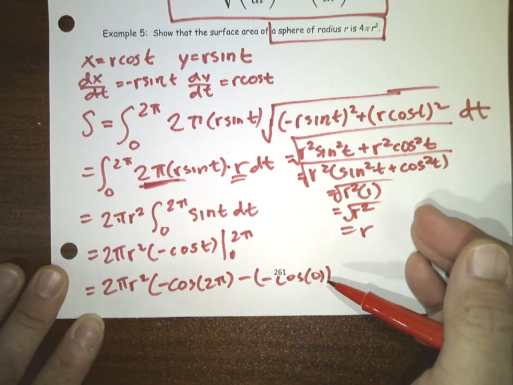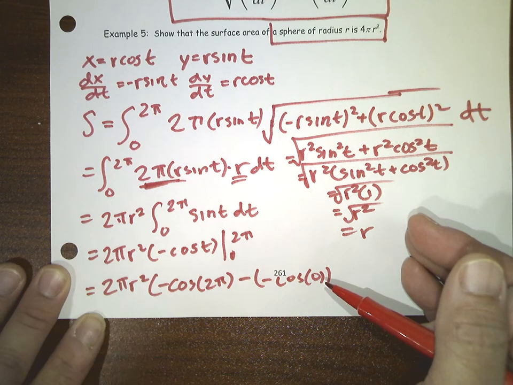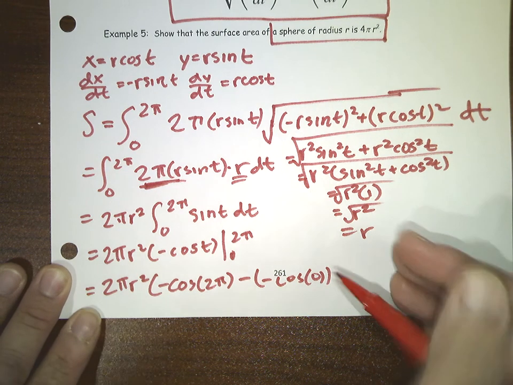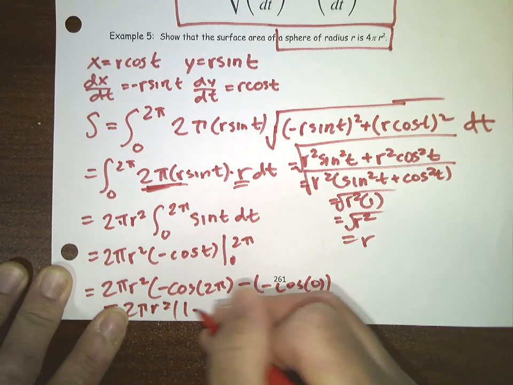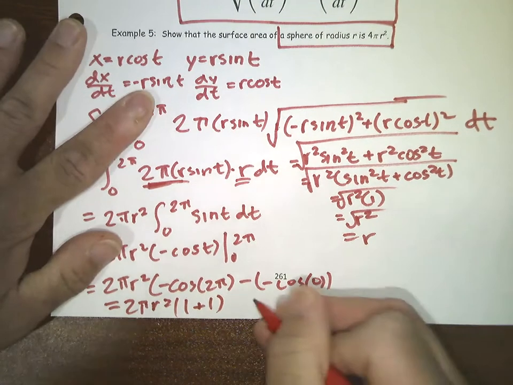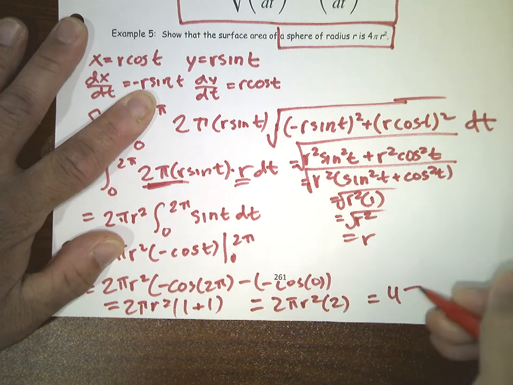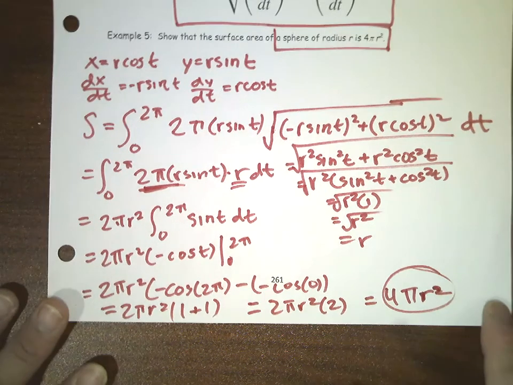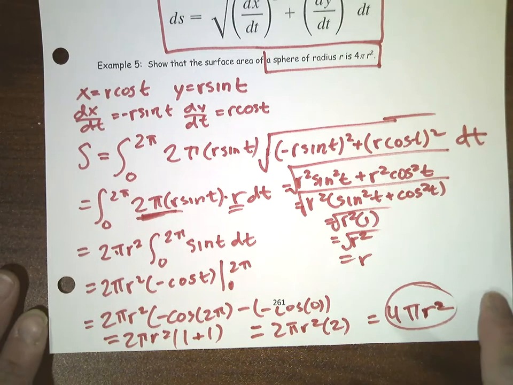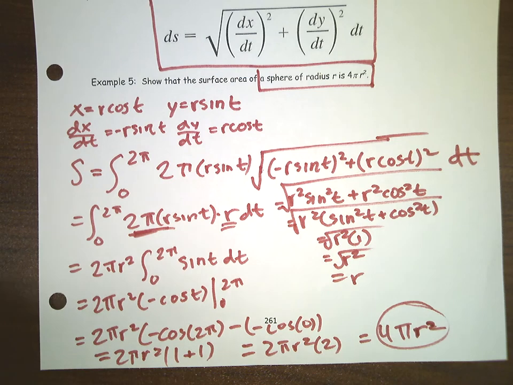So what is this going to give us? Well, that will be 2 pi r squared times 1 plus 1. So that's 2 pi r squared times 2. So 4 pi r squared. So that is the surface area of a sphere of radius r. 4 pi r squared. What a time to be alive.